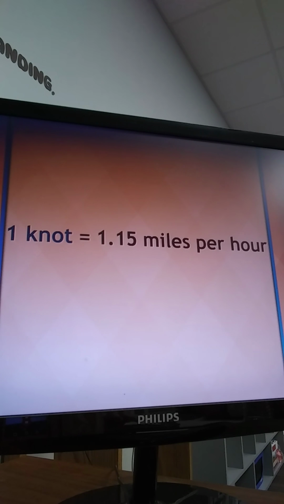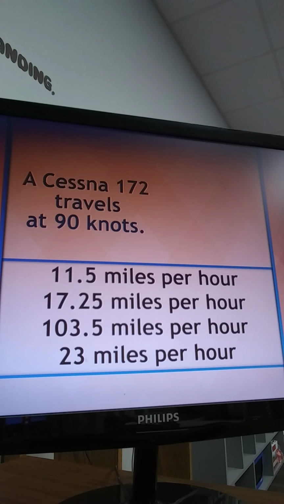1 knot is equal to 1 1/1500 miles per hour. And as we do this problem, let's see if you can pick the answer ahead of time. Of course, you're going to multiply 1 1/1500 times 90. What answer did you get? Did you get 103 5/10? If you did, you got it correct.